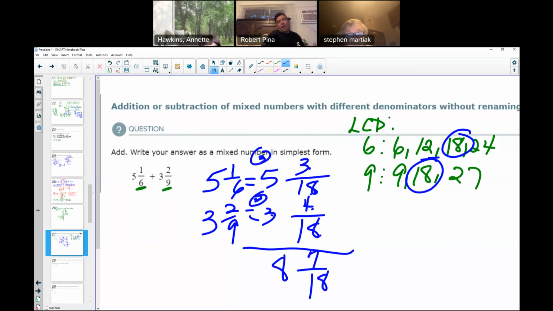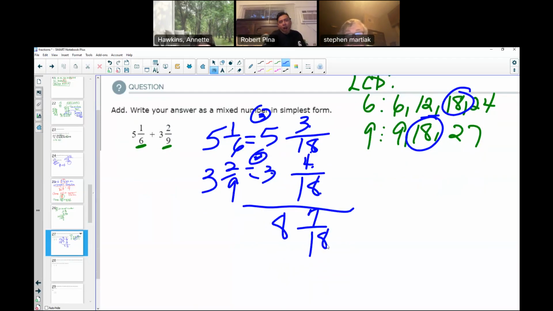Now, this is where your prime numbers come in handy because 7 is a prime number, okay? So you can't reduce this unless 7 is going to divide 18. 7 cannot divide 18, so therefore this is already reduced. So you see how your prime numbers can help you know that you can't reduce your number. Questions about that?